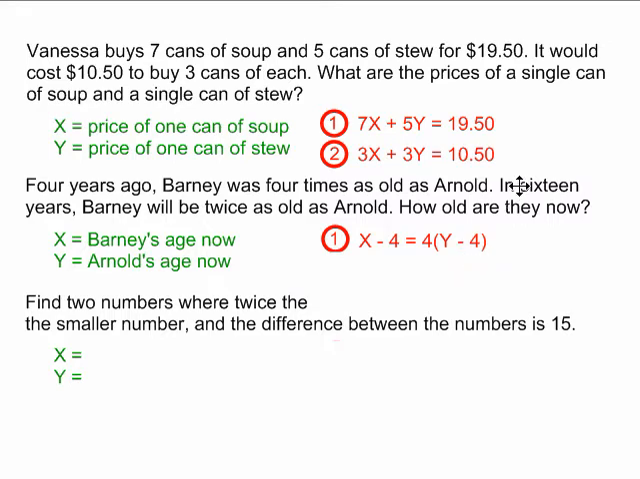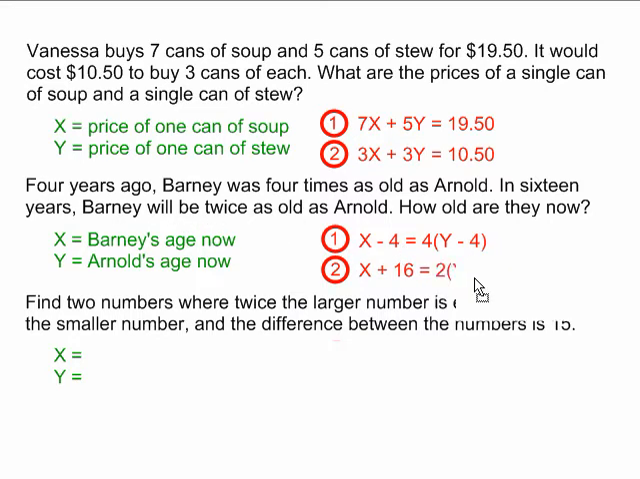The second sentence says in 16 years Barney will be twice as old as Arnold. This equation works the same way. In 16 years Barney is represented with x plus 16. The will be part of the sentence is the equal sign.